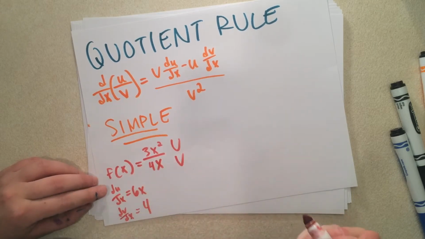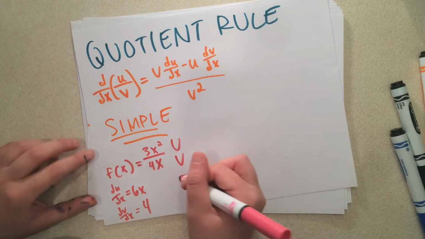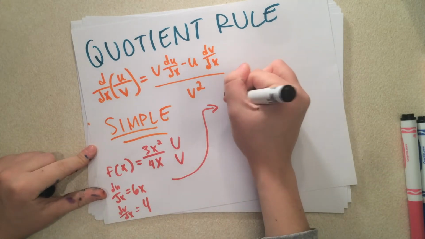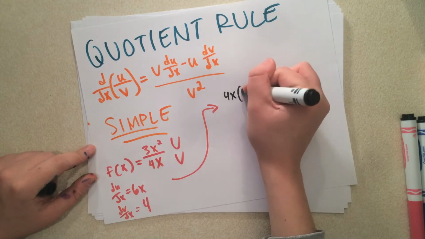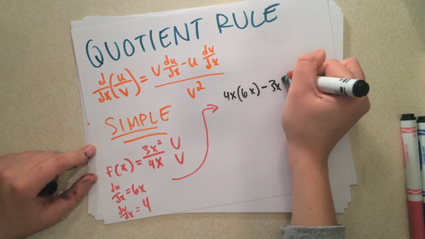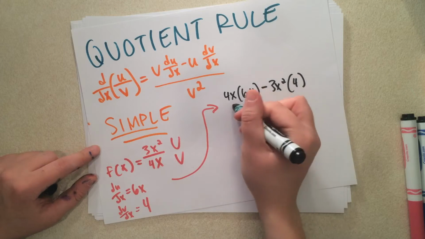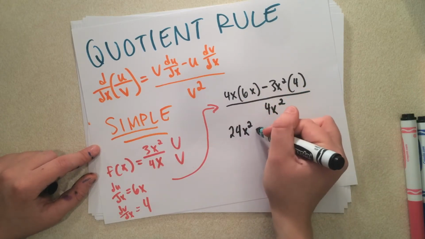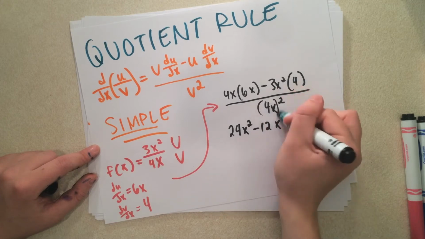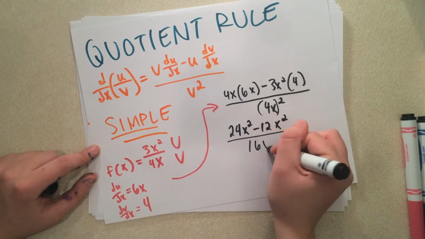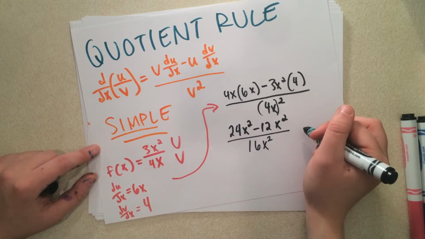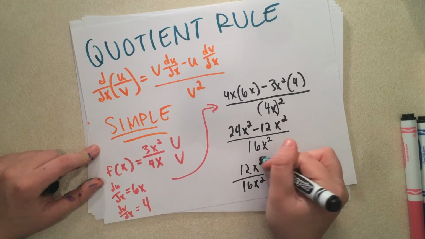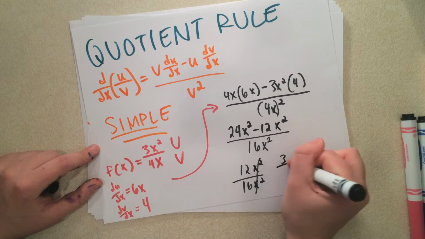So first, just like the product rule, find the derivative of u, and then find the derivative of v, and then plug in your values into the rule itself. So in this case, it's going to be 4x times 6x minus 3x squared times 4 all over 4x squared. And after simplifying, you would get 12x squared over 16x squared, which is equivalent to 3/4.